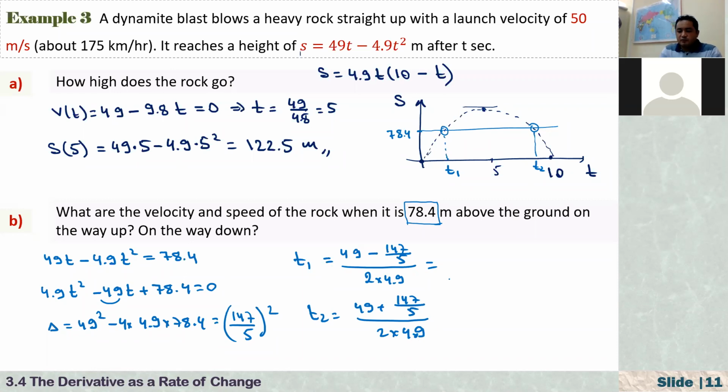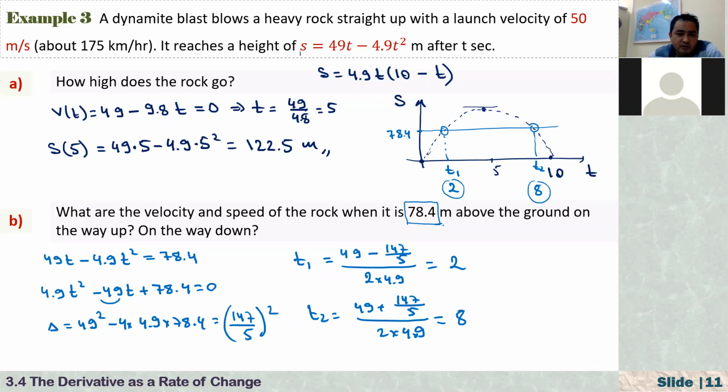Now from here, the first one: 49 minus 147 divided by 5, over 2 times 4.9. That's equal to 2. So that answer is equal to 2. The second one, if it is plus, that's equal to 8. So that means our T1 is equal to 2, T2 is equal to 8. At two different times, the height of the dynamite will be 78.4.